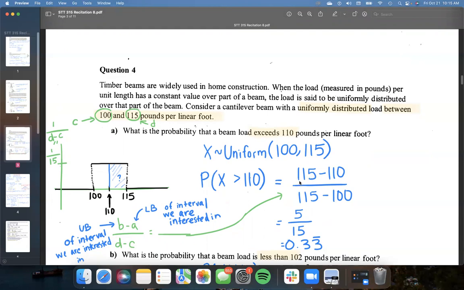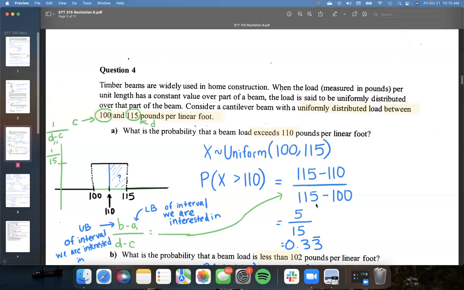So in this situation, we're interested in the interval of 110 to infinity, but we know that once you get past 115, it's going to be 0. So we're interested in the interval of 110 to 115 to find the area under there. So our upper bound, our B in this situation, would be 115, and our lower bound is going to be 110. So that's why we get 115 minus 110 in the numerator.